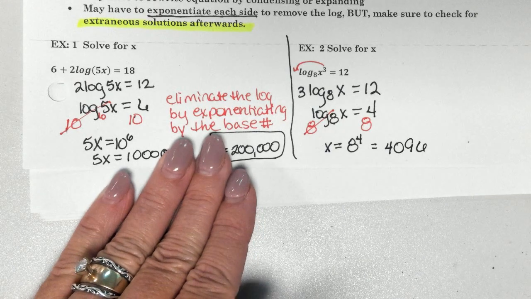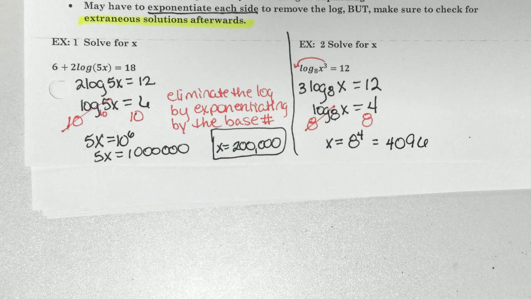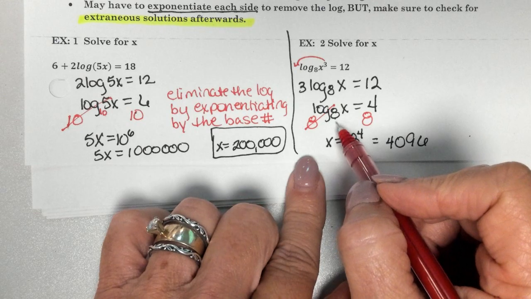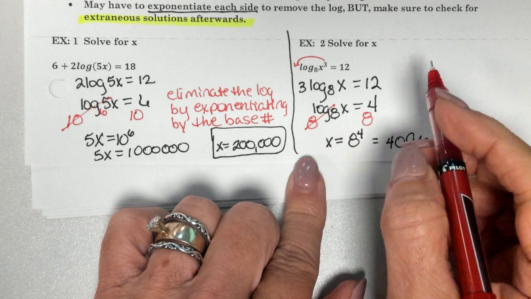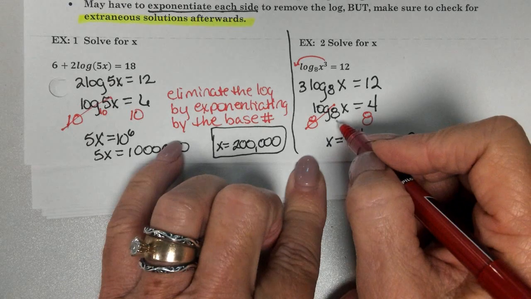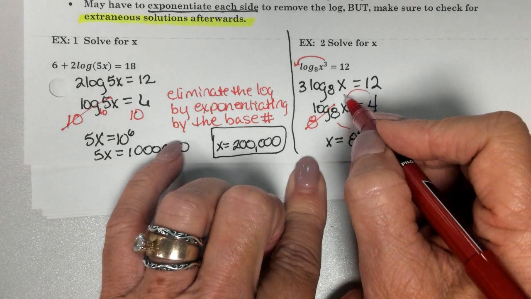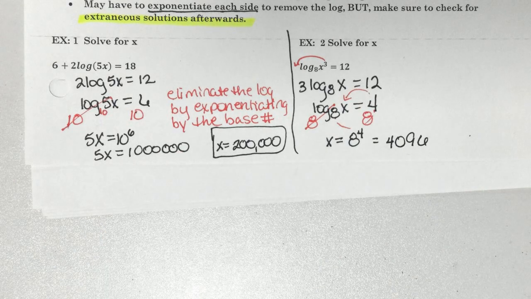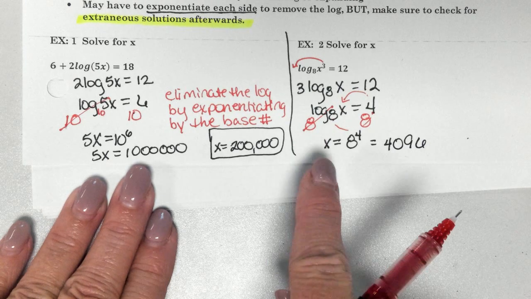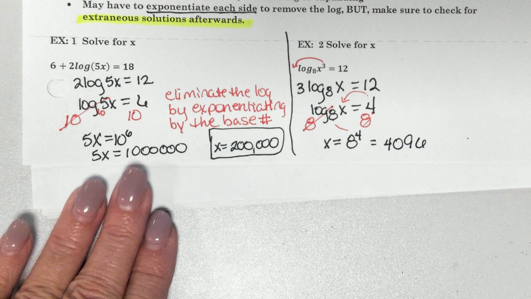Okay. Now, I want to show you something else you could do. Because of how this is written, log base 8 of x equals 4, we could do a log roll on that if you wanted to. 8 to the 4th power equals x, and then solve for x that way. That is a possibility that you can do. I just wanted to point that out. I'm just going to exponentiate because I want y'all to get comfortable with exponentiating both sides.